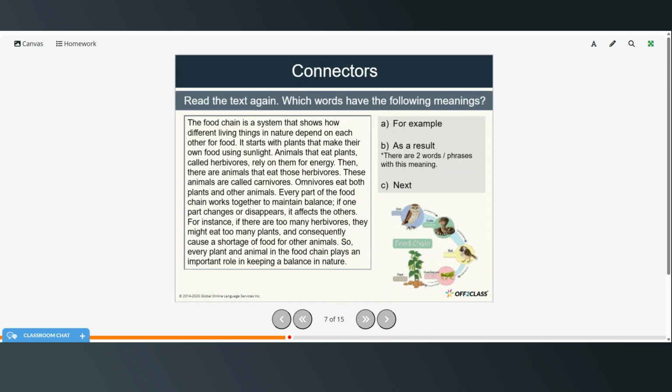All right, so now read the text again and find which words have the following meanings. So we're going to look for "for example," "as a result," and it says there are two words or phrases with this meaning, and next.